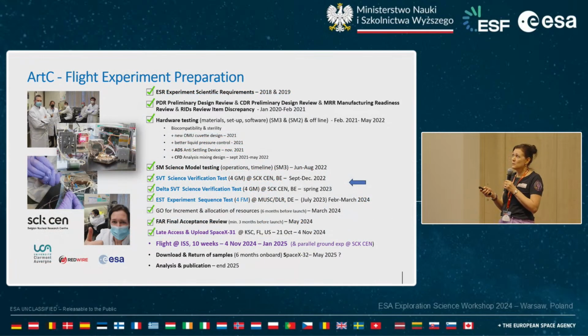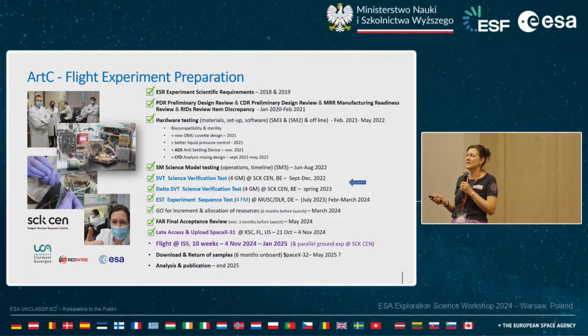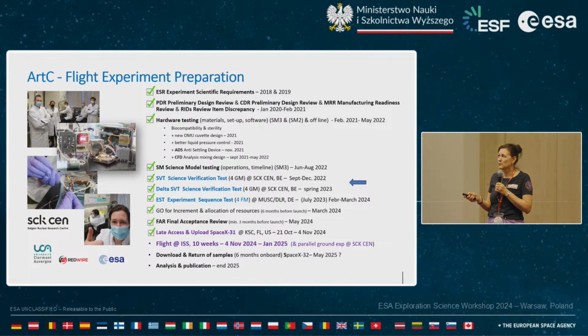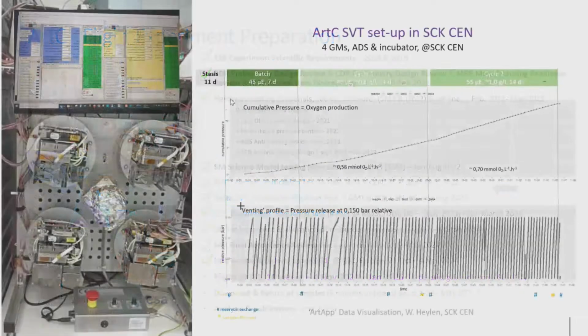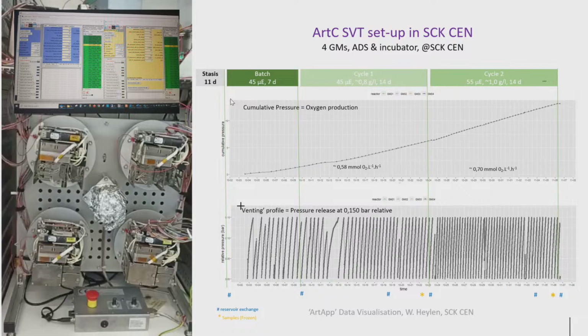So yeah, Artemis C, we ran through ESR, PDR, CDR, MRR, hardware testing, science model testing. We did science verification tests 2 times because we found a lot of issues. We did experiment sequence tests. So I will tell a little bit on that. It's also not all positive, but okay, there are positive things.